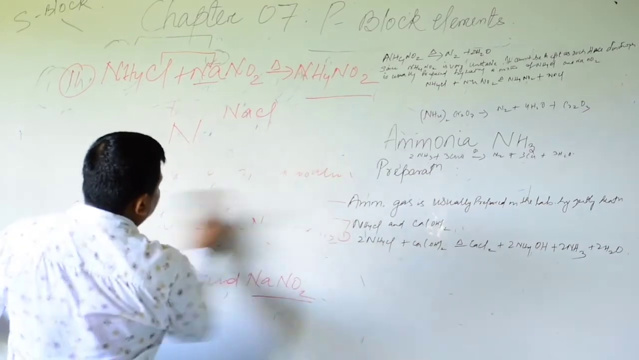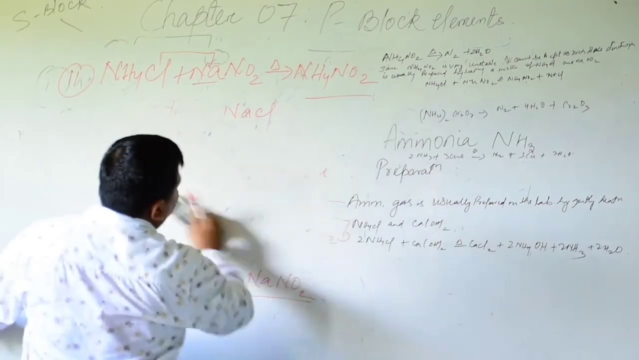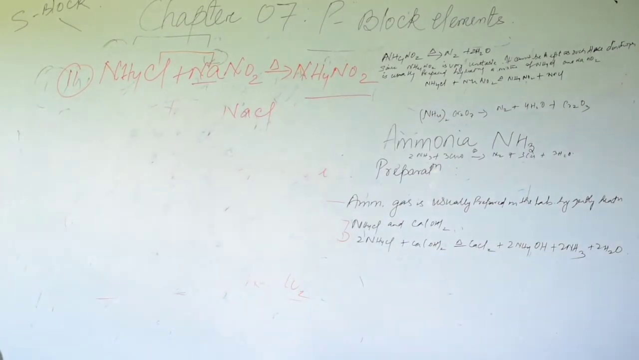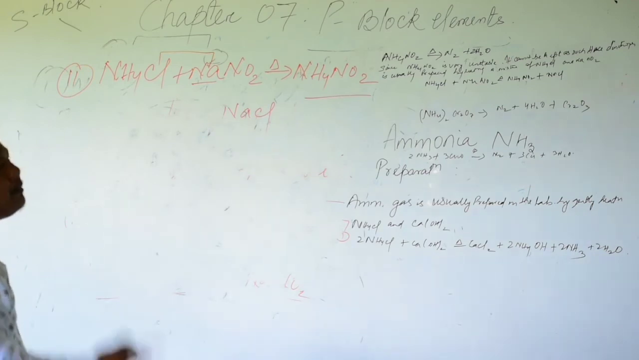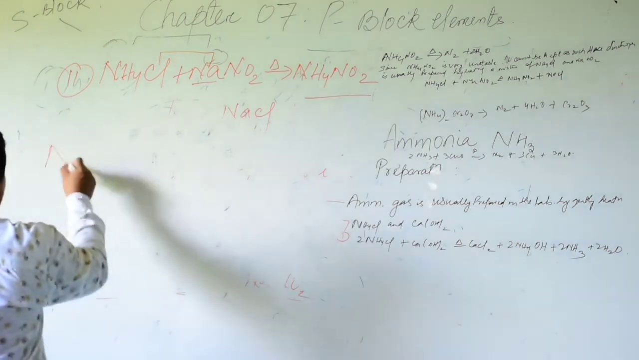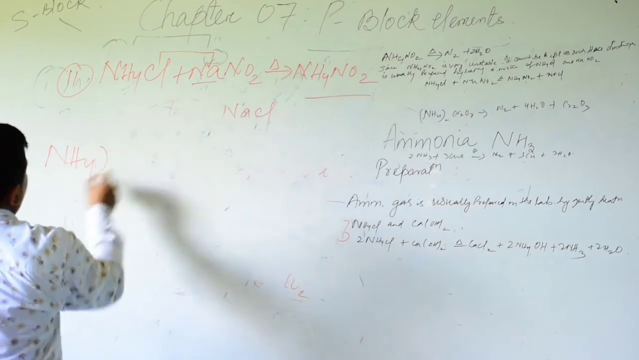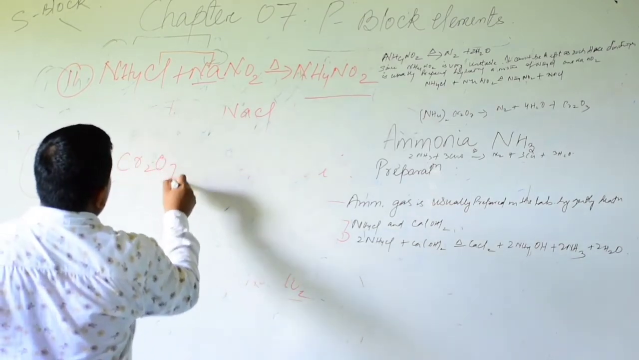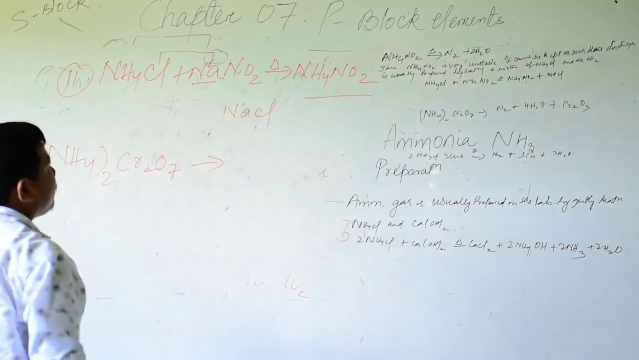Second, we have finished. Now let's go directly to the third preparation. In the third preparation, this ammonium nitrite or sodium nitrite, which we have balanced through decomposition. Now dinitrogen can be prepared by ammonium dichromate. The formula is (NH4)2Cr2O7. That we have to decompose on heating.